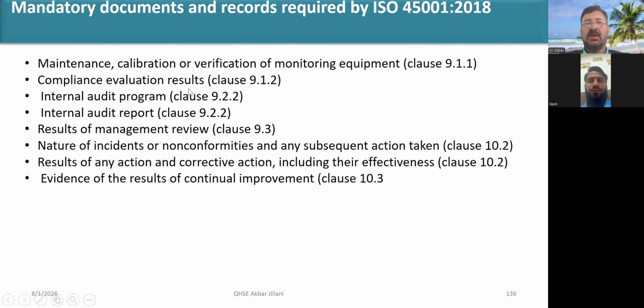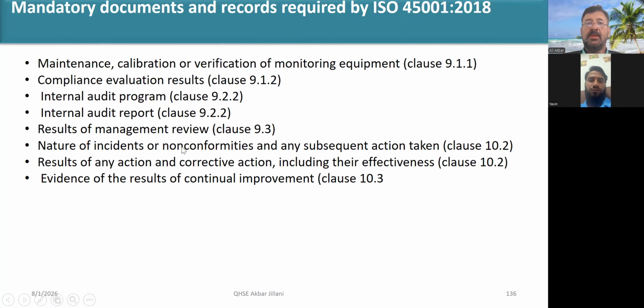Compliance evaluation record. So if they have the legal register, compliance of the legal register, as we discussed there, like for the first state, there's a requirement for third party inspection as per the UAE labor laws. And also the other requirements. Internal audit, they have the internal audit plan, internal audit report, and certification, like competency certificate of the internal auditor. This is required. Result of management review, they have the management review record.